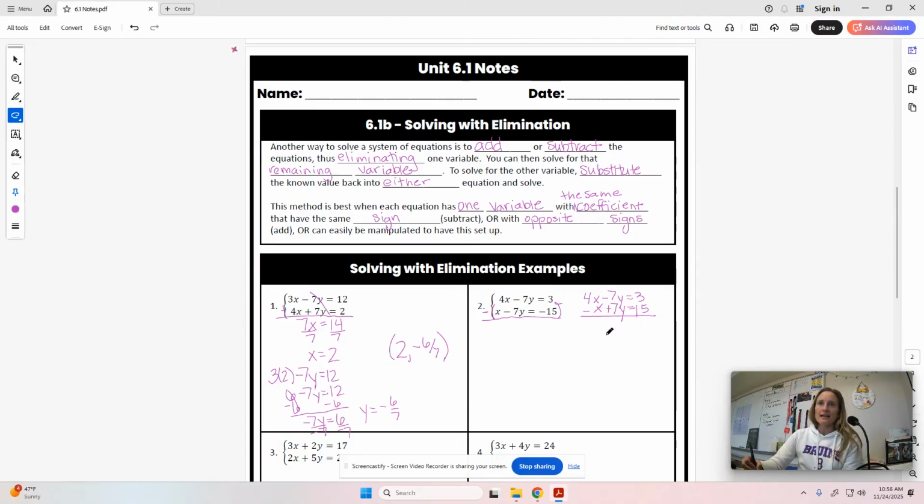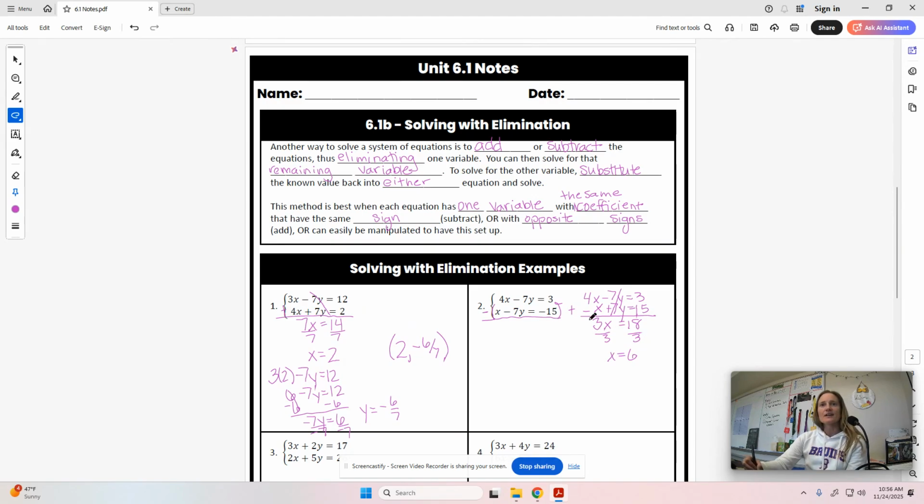And so now when I add these equations, 4x minus x, or 4x plus negative x, gives me 3x. The y's cancel out, and 3 plus 15 is 18. Divide both sides by 3, and we get that x is equal to 6.